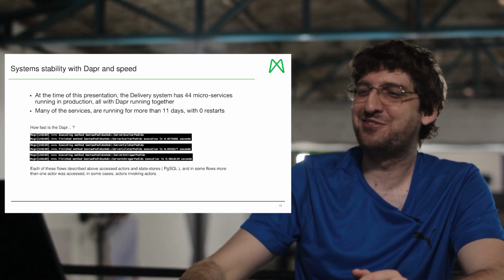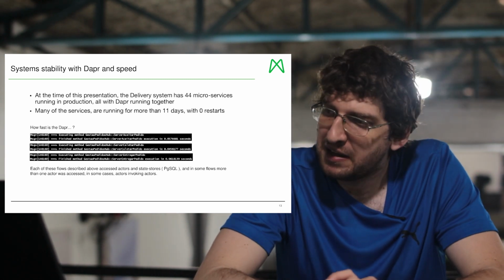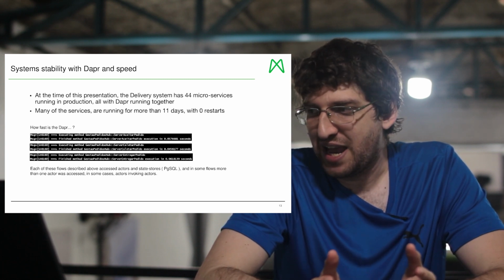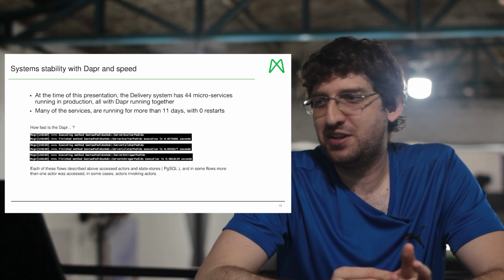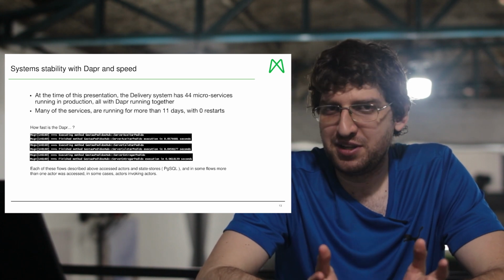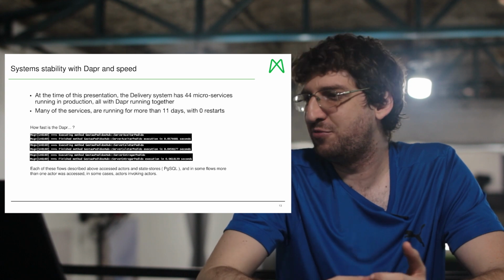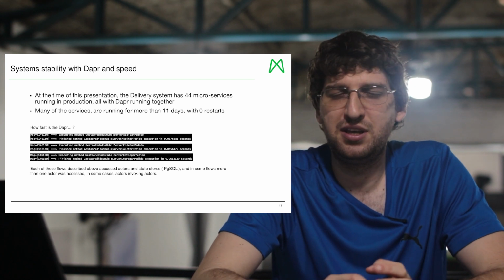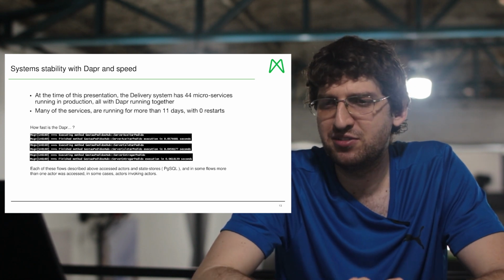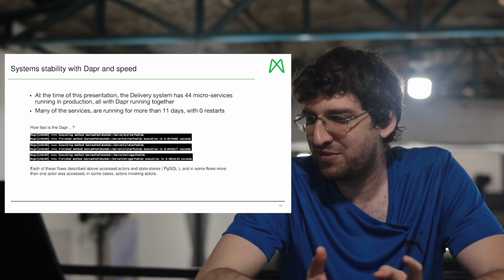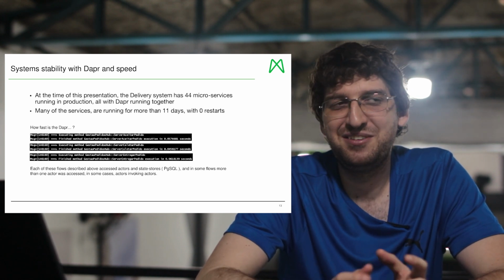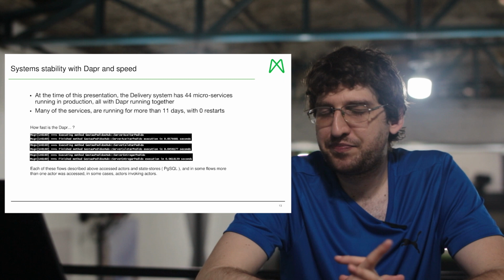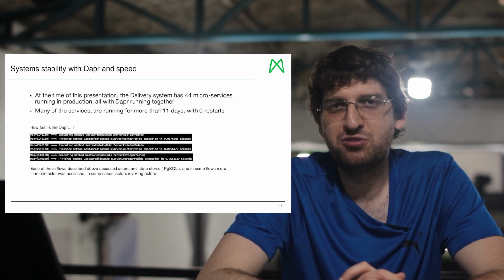That's all I have to say about system stability and speed. We have a lot of services running in production in Kubernetes. Some services have been running for more than 11 days. I think we have some services in other processes here at Motu that have been running for more days. Some services are running just 11 days because we released some upgrades. But the best part is zero restarts, and Dapr shows how stable it is.